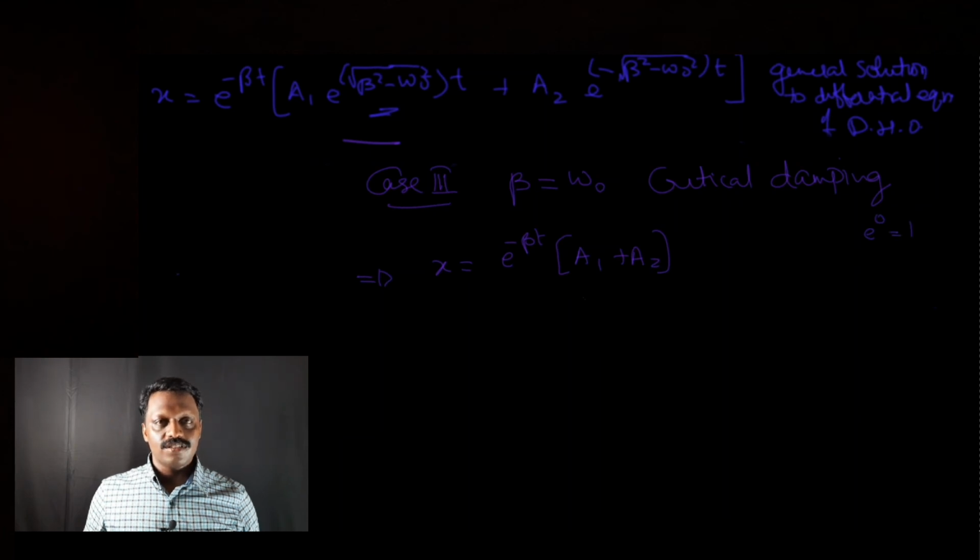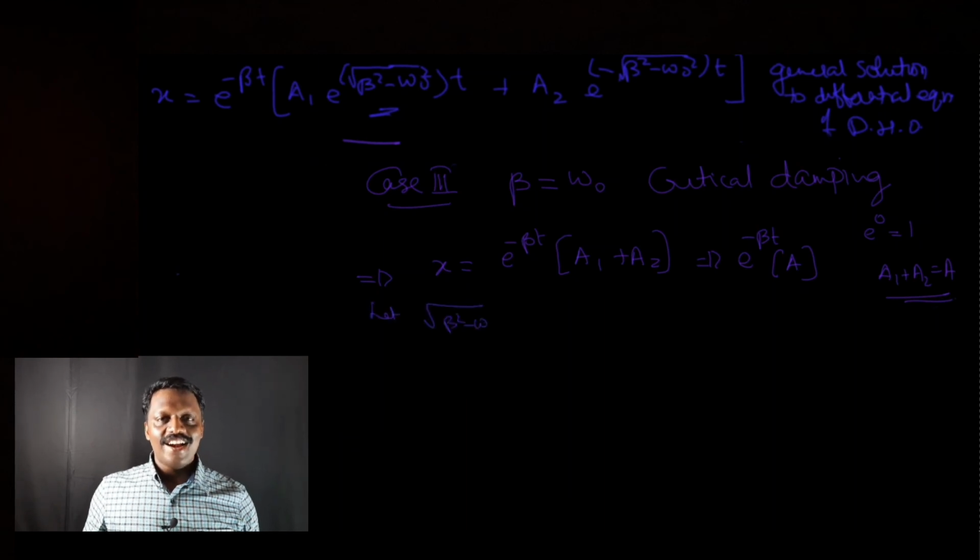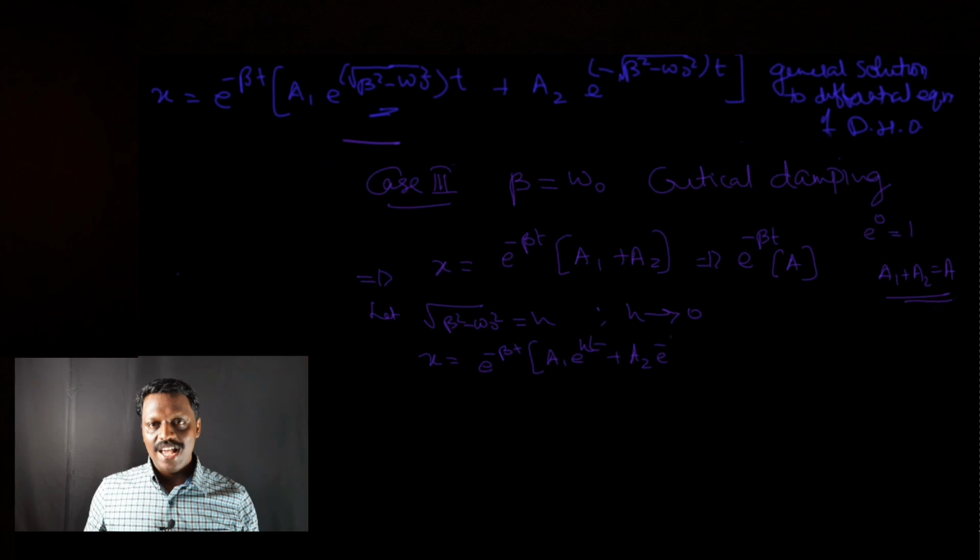a1 and a2 are constants, and the sum of two constants will give you another constant. So x is equal to a constant multiplied by e raised to negative beta t. This is the solution, but for a more perfect mathematical solution, because we want the two constant terms, let us assume that the root of beta square minus omega naught square is equal to h, which is a very small quantity tending to 0. So that we can modify the general solution as e raised to negative beta t, a1 e raised to ht plus a2 e raised to negative ht.